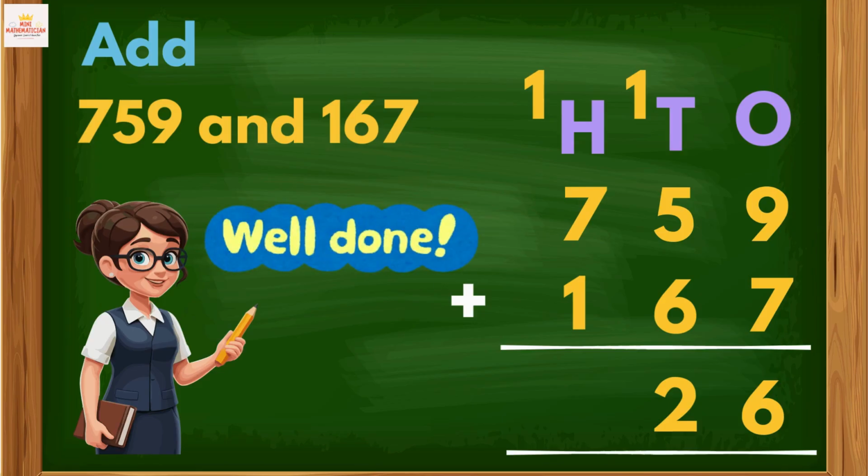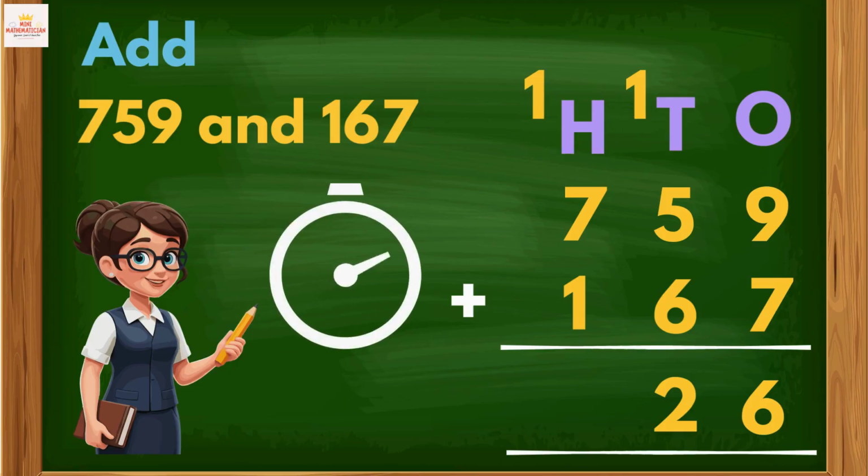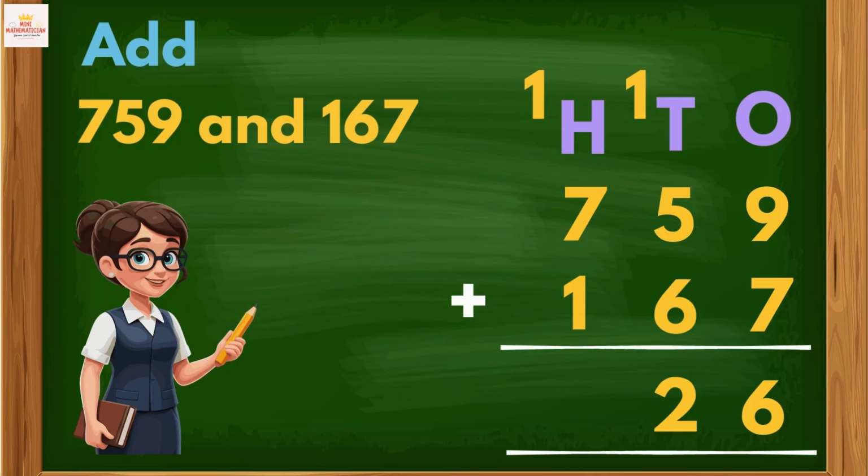Well done. Add the hundreds. What are the numbers in the hundreds place? Yes, very nice. 7 and 1, and we add the carried 1. After adding, we get 9. So, after adding 759 and 167, the answer is 926.